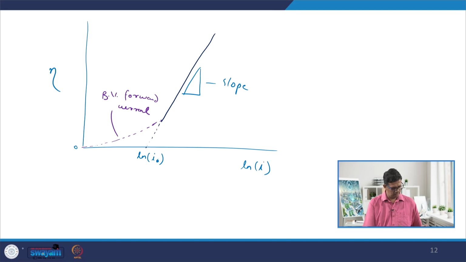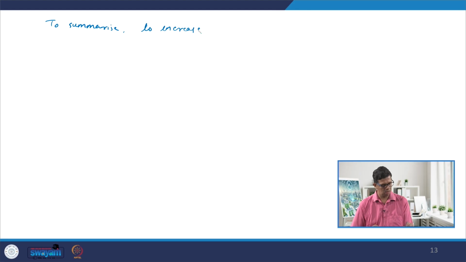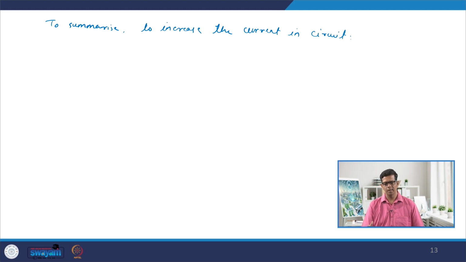To summarize, let me write: to increase the current in the circuit. Why do we want to increase the current in the circuit? As we know, the very function of a fuel cell is to deliver maximum power, and maximum power comes when we are drawing more current from the circuit. If we want to do this, what are the different ways?